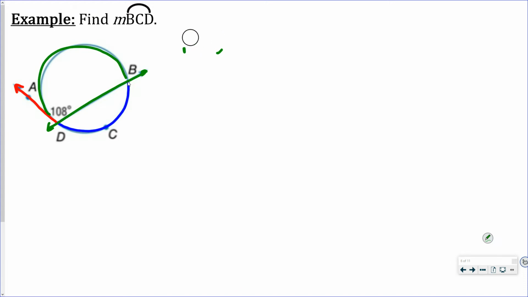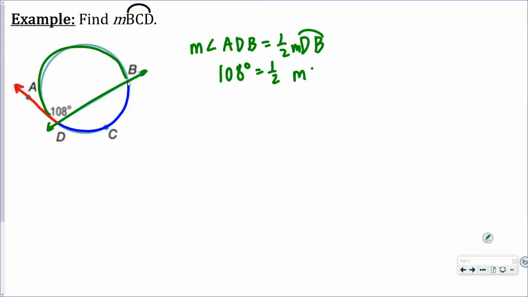I'm going to set it up this way, actually, sorry. I know the measure of angle ADB, which I know is 108 degrees. Look at that. I know that angle is half of the arc measure. This is probably easier to set it up this way. All right, and this is 108. Essentially, you're just doubling it. So if you don't need to set up an equation, that's fine. But to find that arc measure, we just double it, which is what you're doing in this equation. 216 degrees is the measure of the green arc.